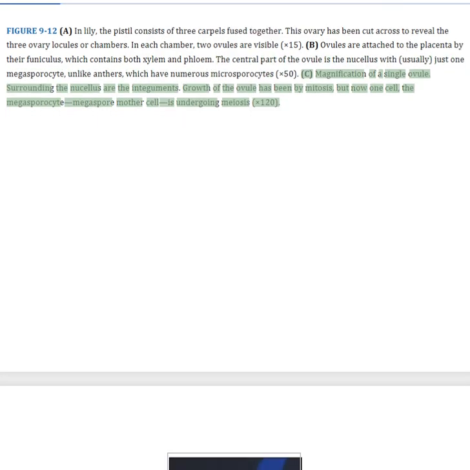Magnification of a single ovule. Surrounding the nucellus are the integuments. Growth of the ovule has been by mitosis, but now one cell, the megasporocyte, or megaspore mother cell, is undergoing meiosis.